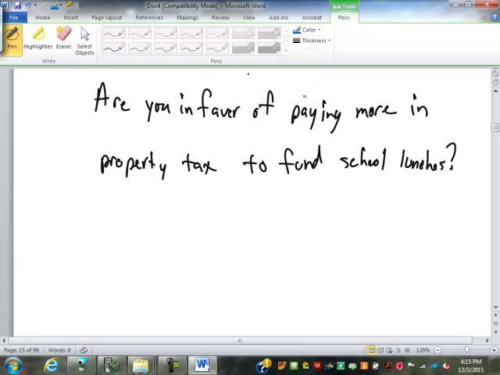Now, we live in a society where very few people listen completely. At what point in this phrase would most people stop listening? Paying more taxes. Right there. Are you in favor of paying more property? No.